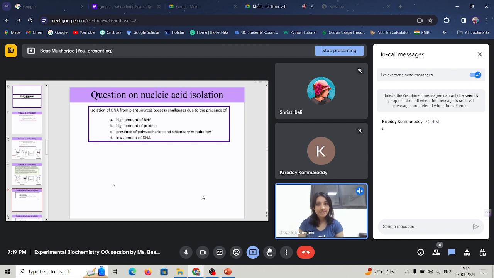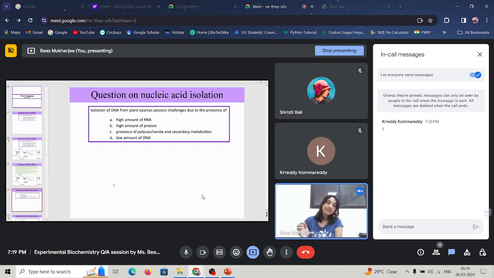Okay, so you are saying it's C. Yes, that is very correct. Now see, in this case from plant sources you might be tempted to go for low amount of DNA. But low amount of DNA, as I told you previously, is not going to be correct, because plants exist as polyploid, right? So the DNA present in plants is tetraploid, hexaploid, octaploid. For example, wheat is, I think, hexaploid. So plants have polyploid DNA, and that is why DNA is present in very high amount in plants.